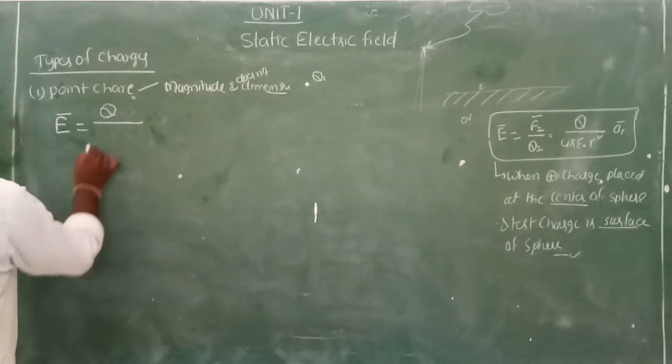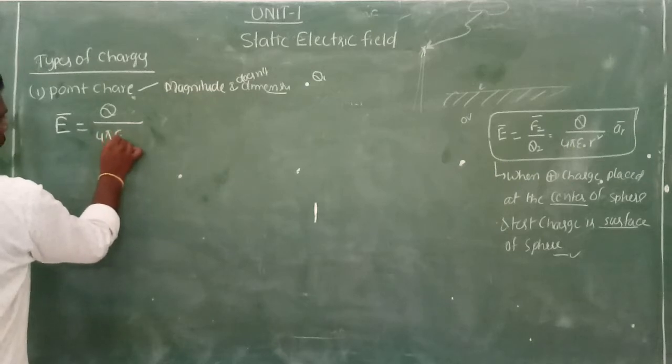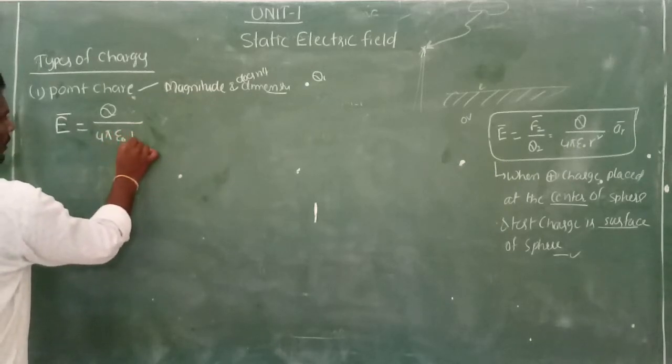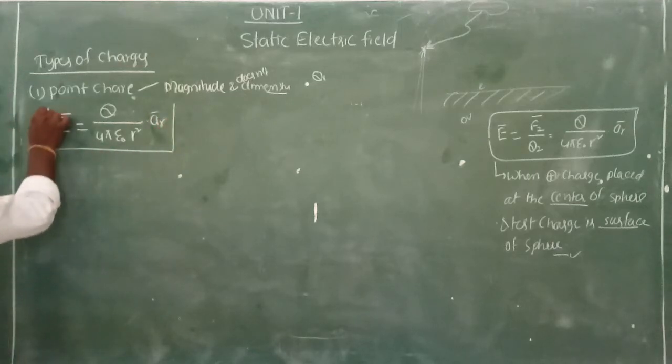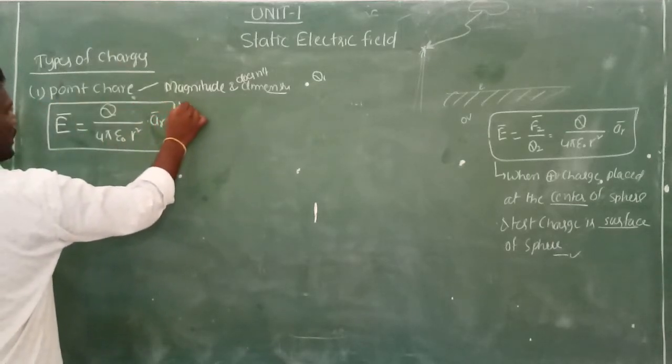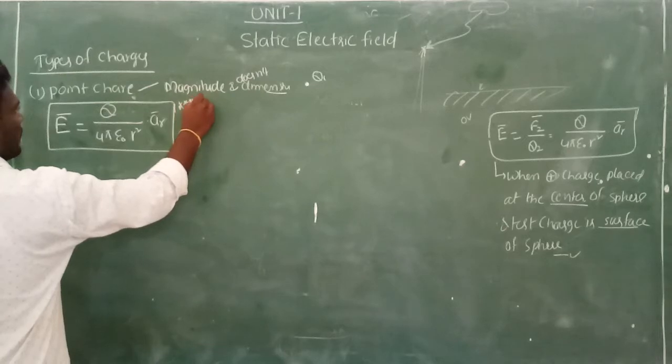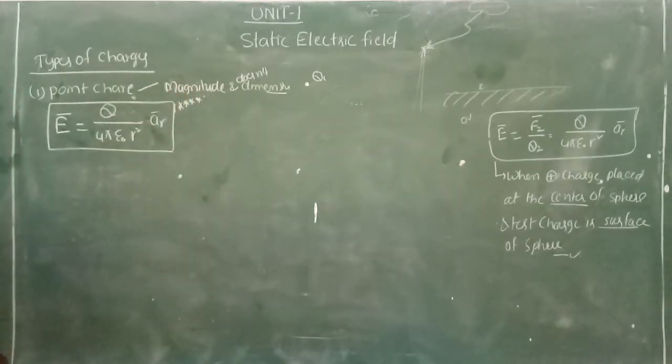So that is the expression for electric field intensity due to a point charge. It is Q by 4 pi epsilon naught r square into AR. Please try to remember this formula. It is very important. Electric field intensity due to point charge. Now we will see the line charge.